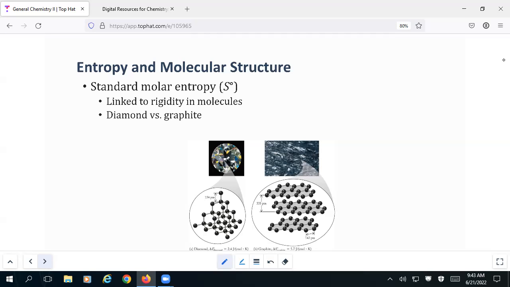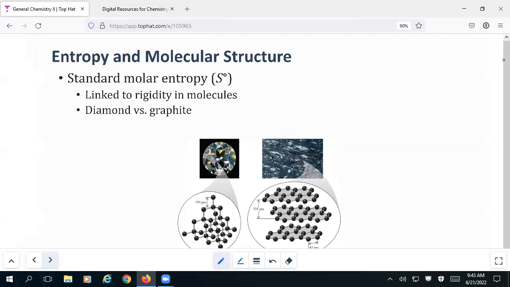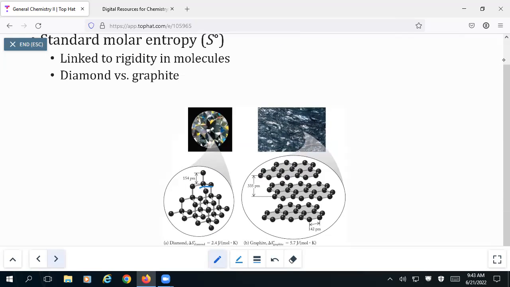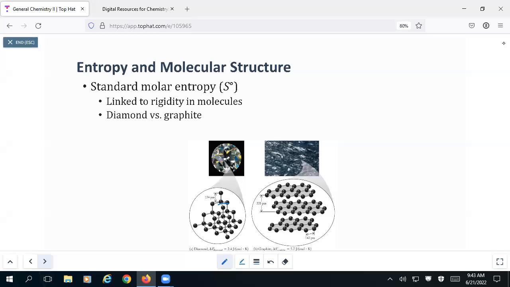And it's hard to see from the picture, but we can see that there's actually a difference between them in terms of separation. The two carbons here are separated by 154 picometers. These two carbon sheets are separated by 335 picometers. That variability in distance is going to create more entropy. And so what we'll see is that the graphite has slightly more entropy than the diamond.